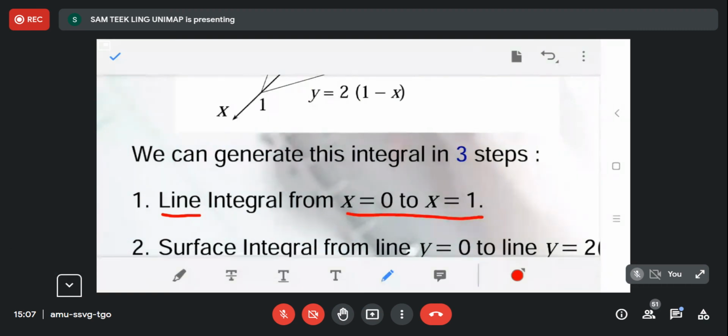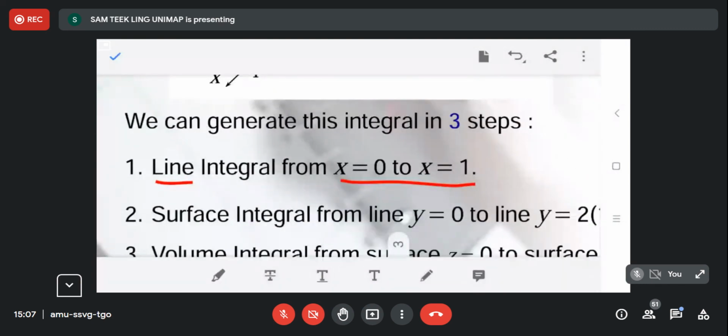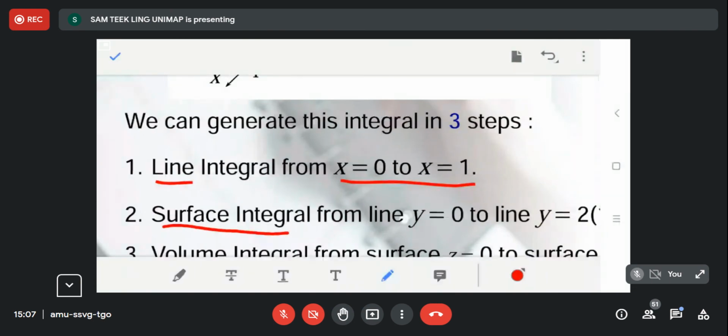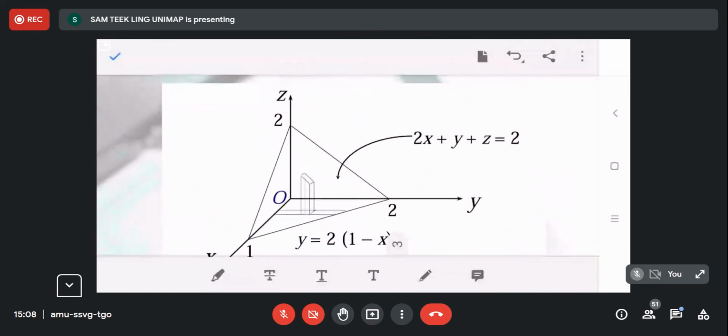Second, the surface integral. We connect all the lines and they will become one surface. So how? You can see.